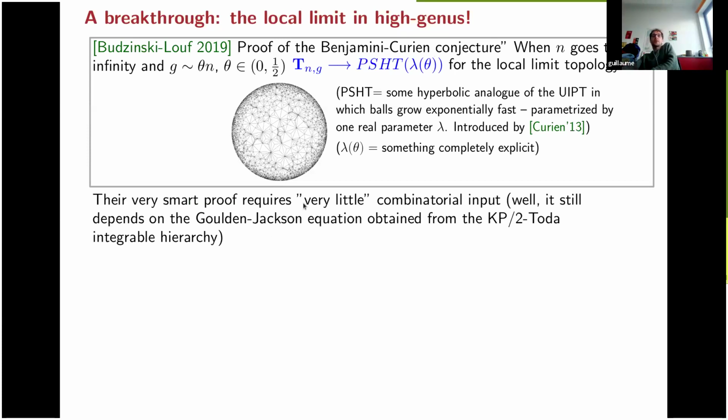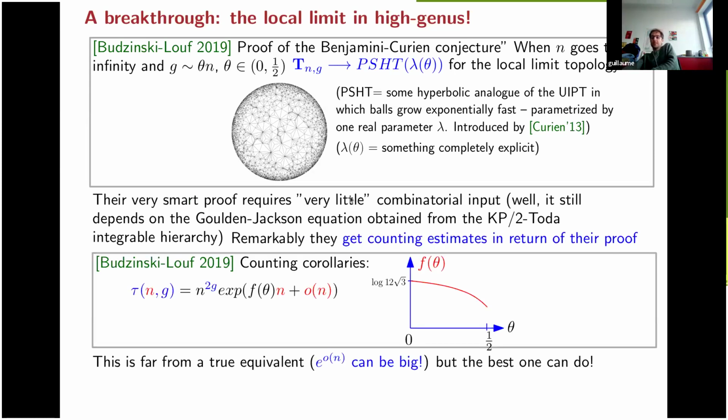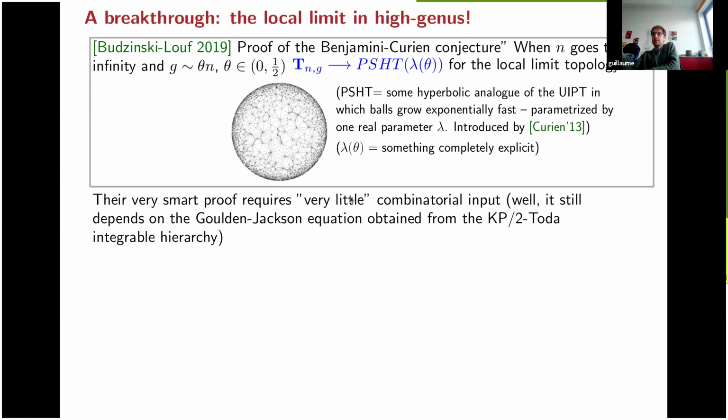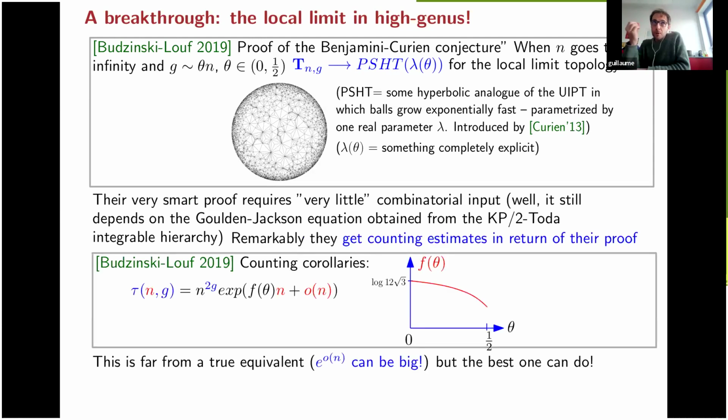Yeah, and so it requires very little combinatorial input. What I mean by this is that they don't start with the counting. In fact, there is some input. I will say a word about this, which is the Goulden-Jackson equation obtained from the KP hierarchy. I may say a word about it later. But remarkably, not only do they not start from the counting, in fact they obtain the counting in return. So a corollary of their result is this.